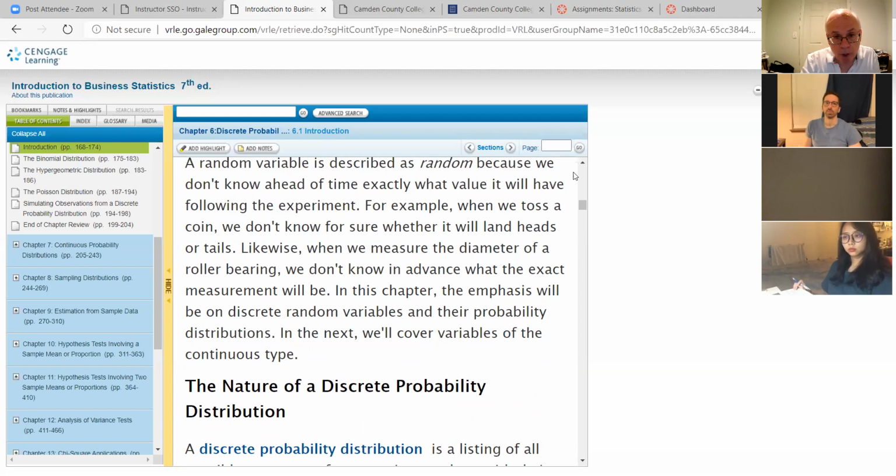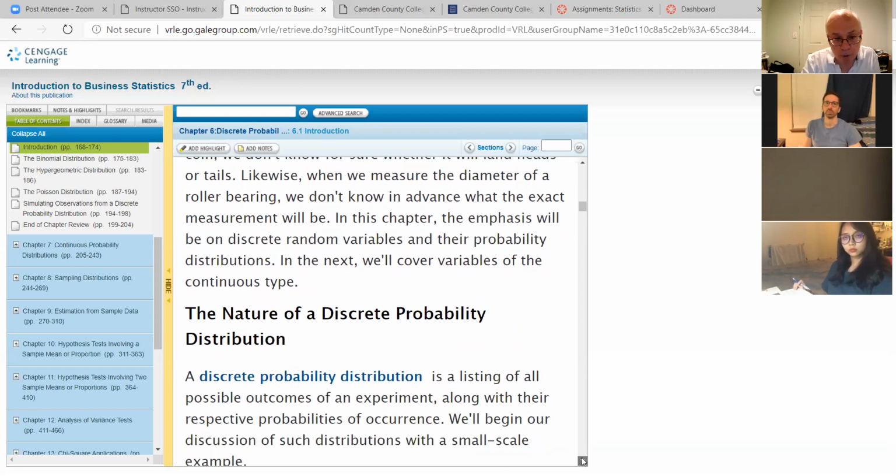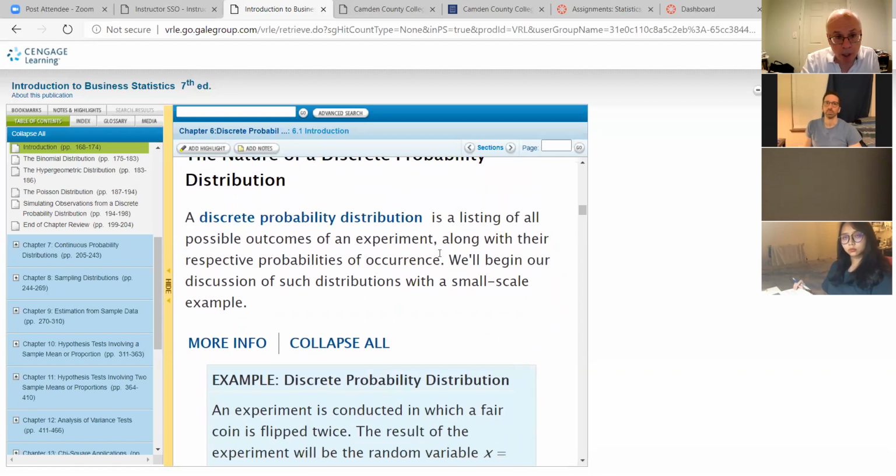All right, now that we know what a random variable is, we can talk about a probability distribution based off of that random variable. A discrete probability distribution is a listing of all possible outcomes of the probability experiment, that is, all possible outcomes of a random variable, along with their respective probabilities. So it's actually 2 lists, right? The values and the probabilities.